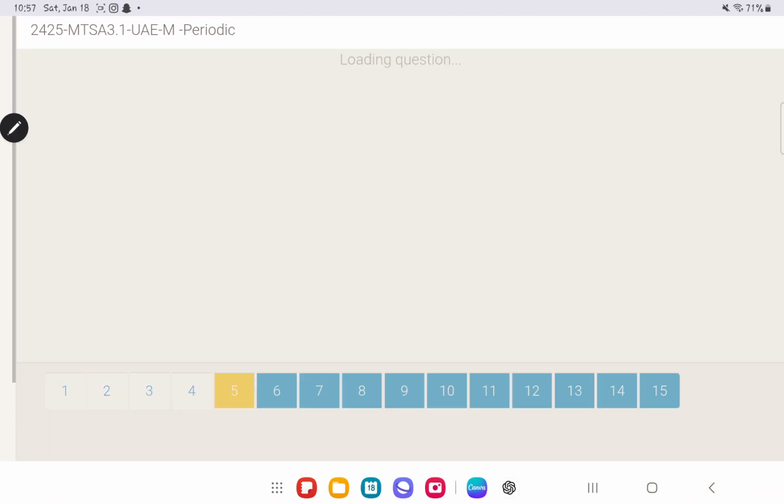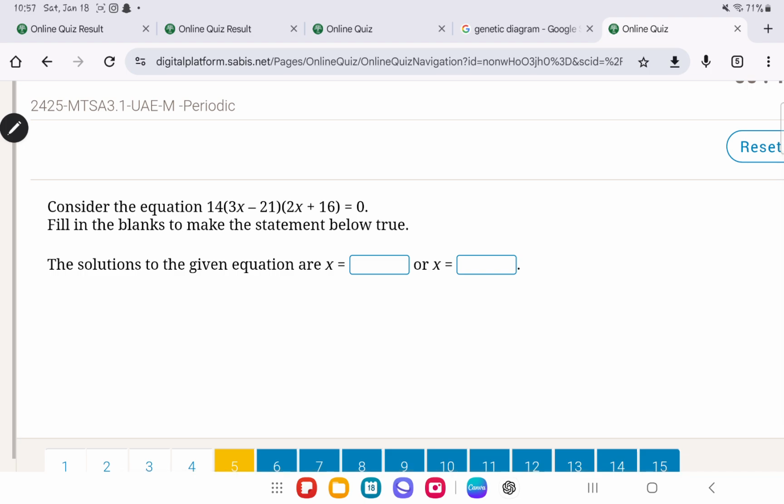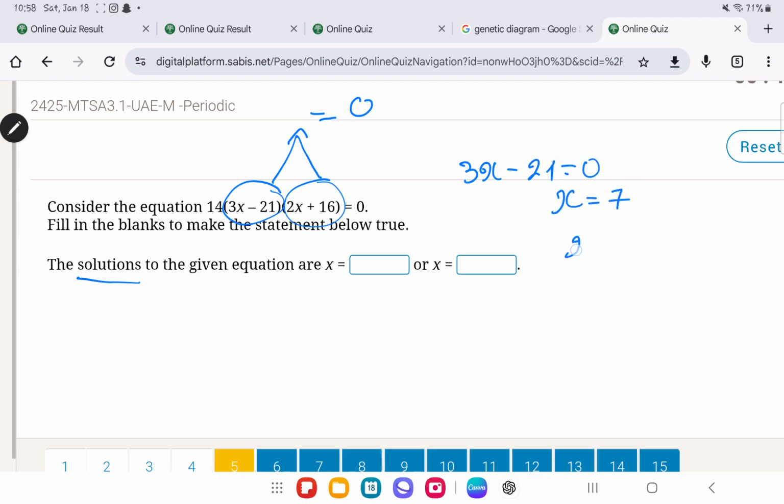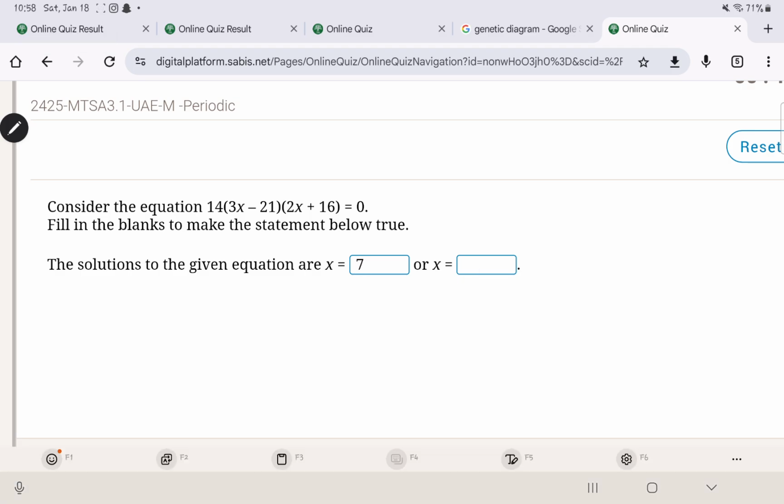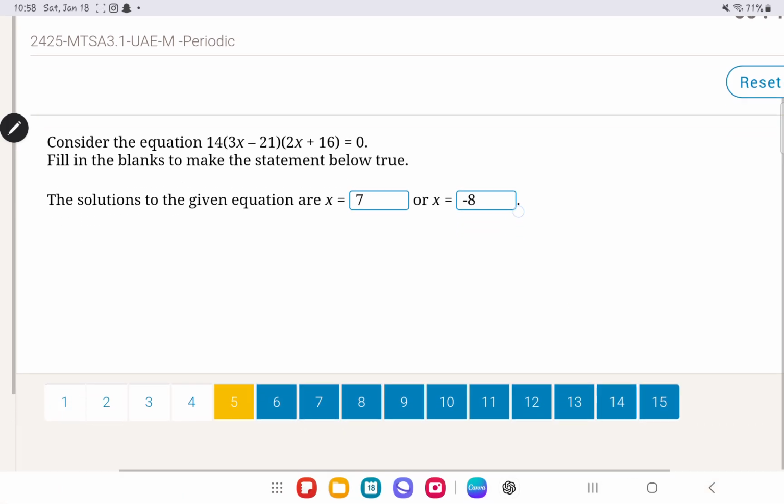Moving on to question number 5. Here, very simply, this is a really easy question. They need the solution. So we are going to take these two, or the ones that contain x, and we are going to make them equal to 0. So 3x minus 21 is equal to 0. X is equal to 7. 2x plus 16 is equal to 0. X is equal to minus 8. So our answers are 7 and minus 8.